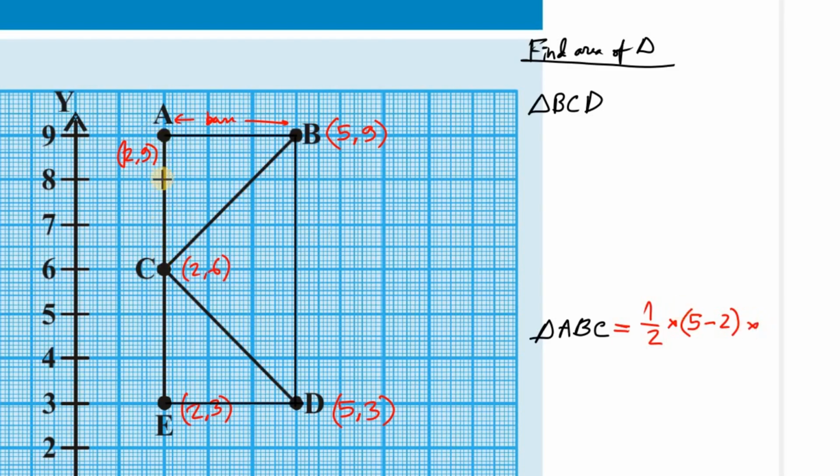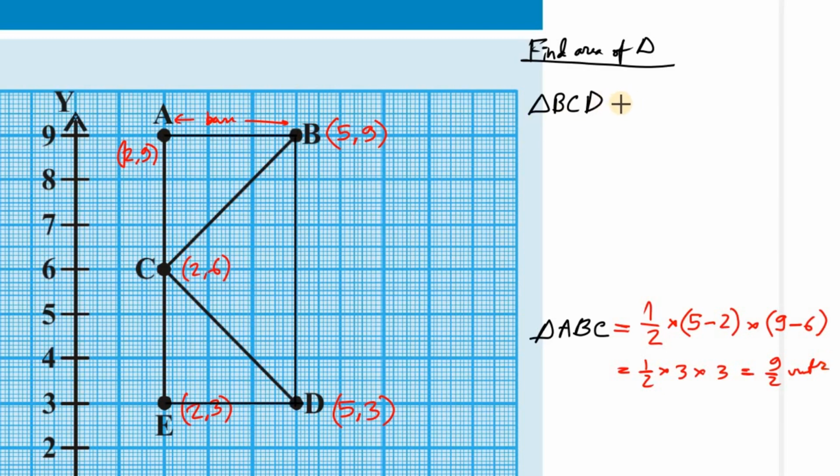Height will be C, y-axis. For base, we considered the x-axis difference, 5 minus 2. For height, we will consider the y-axis coordinates. So 9 minus 6. Okay, students? 9 minus 6. So it will be half into 3 into 3 or 9 by 2 units square. Okay, so this is the area of triangle ABC.